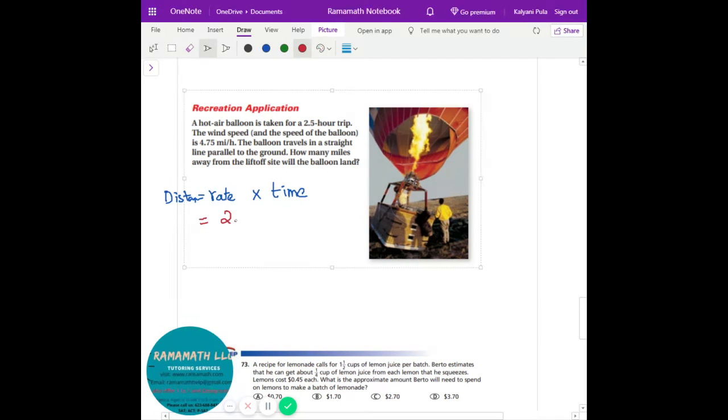So its time is 2.5 hours times 4.75 miles per hour. You can see that the units also cancel, hours and hours cross out. Then obviously you can multiply them. It's going to give you around 11.875 miles. Just left with the miles. This is okay. Very good.